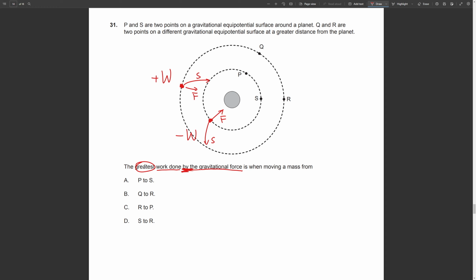Therefore, we are looking at the maximum work done by the gravitational force, and we should obtain an answer which is from the further orbits to the inner orbits. There is only one option going from the outer one to the inner one. It is C, from R going into P.